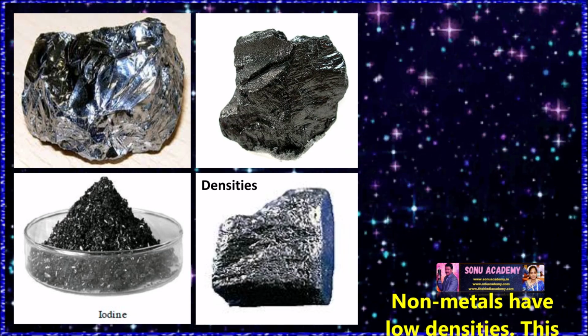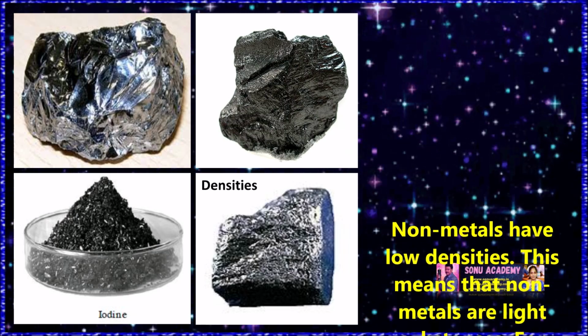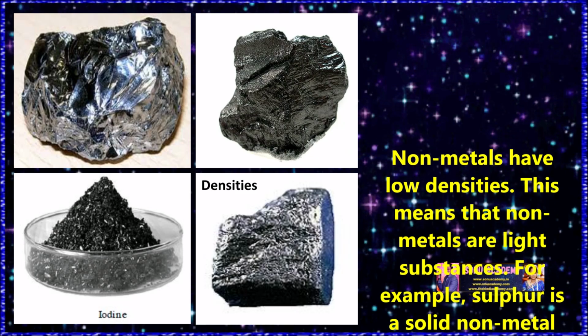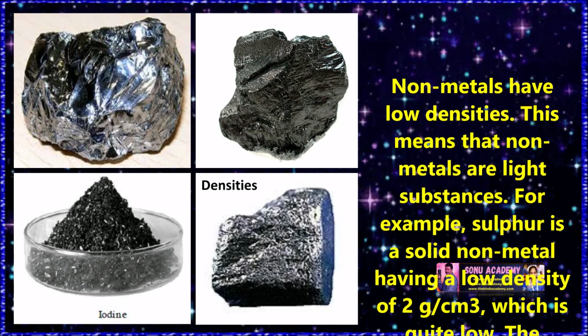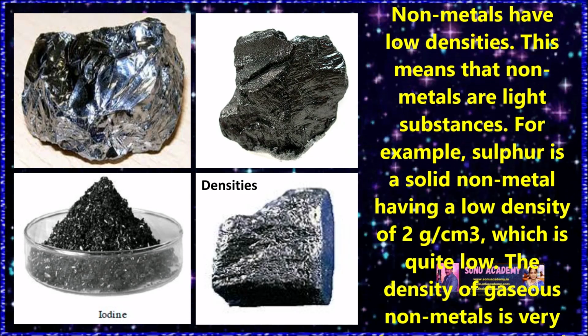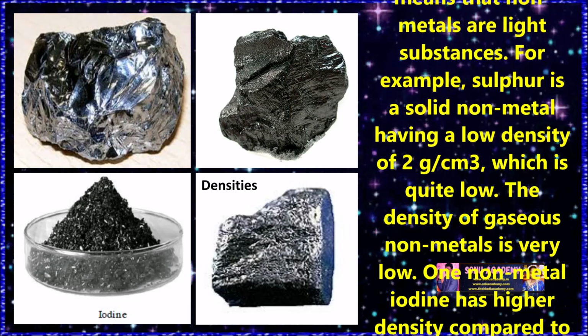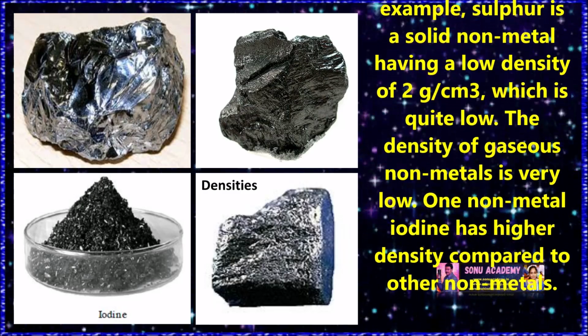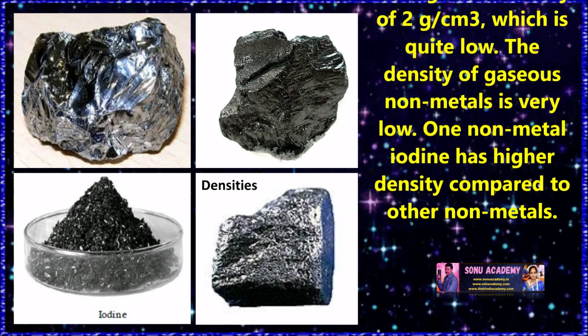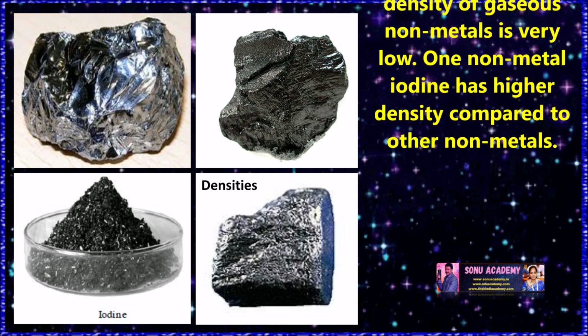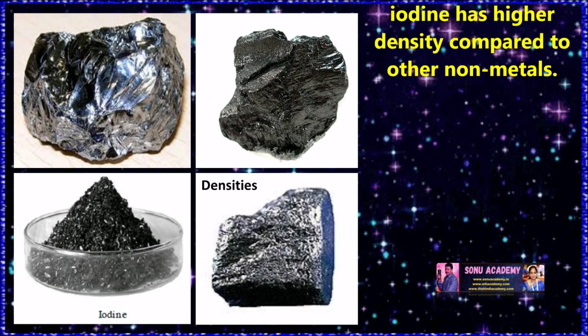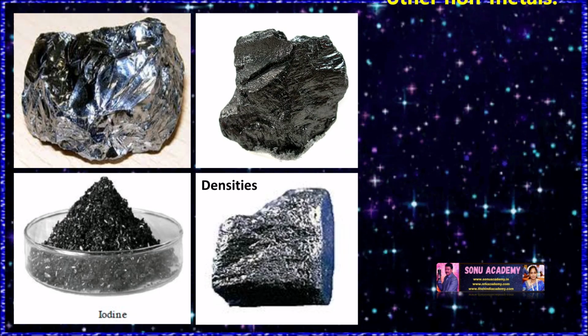Children, let us see the densities of non-metals. Non-metals have low densities. This means that non-metals are light substances. For example, sulfur is a solid non-metal having a low density of 2 grams per cubic centimeter. The density of gaseous non-metals is very low. One non-metal, iodine, has a higher density compared to other non-metals.